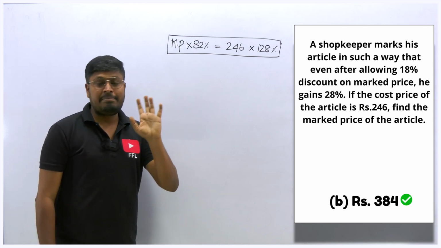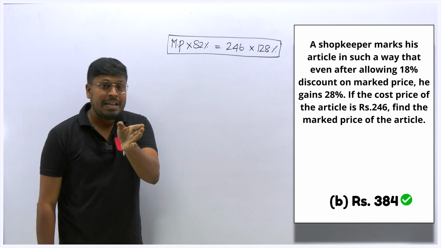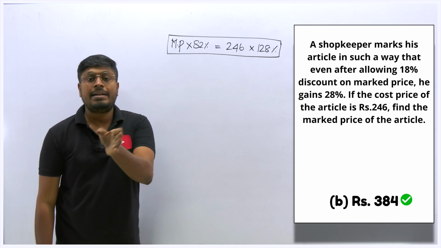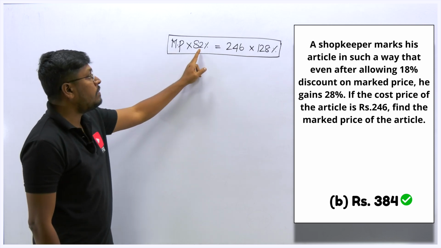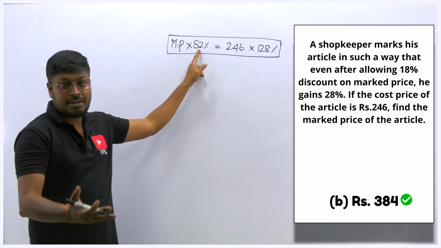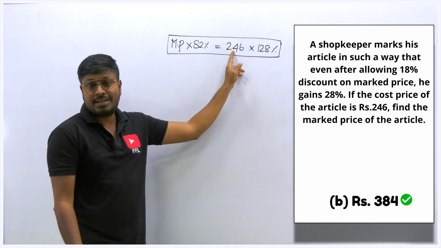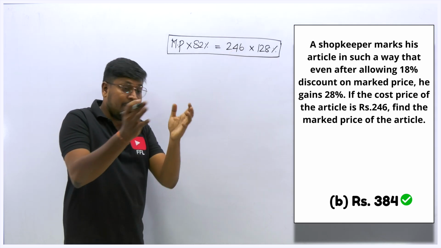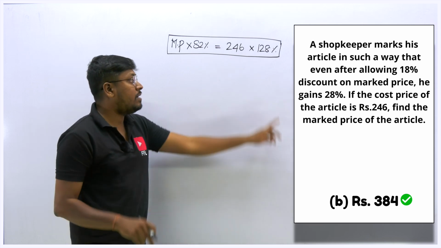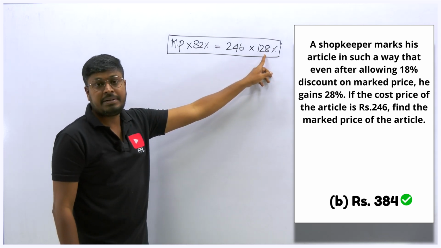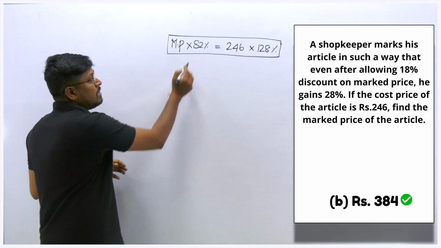So let's assume that MP is the marked price. Out of that marked price he gave 18% discount. So 100 minus 18 will be 82%. So from the marked price he sold for 82% after giving a discount. Now the cost price is directly given, which is 246. Even though he is giving 18% discount, he is getting 28% profit. So 100 plus 28 will be 128% of the cost price. That's it. I didn't use any formulas, nothing like that.